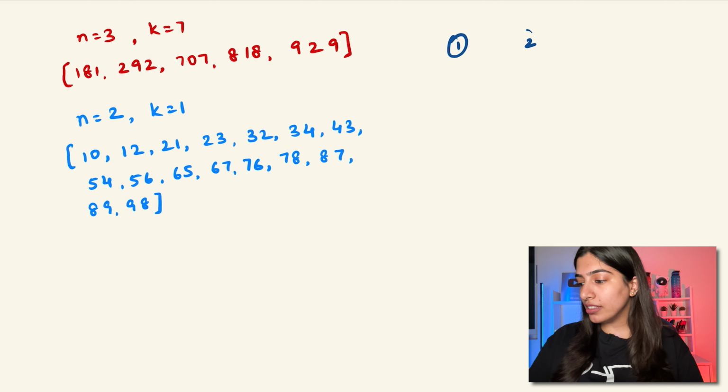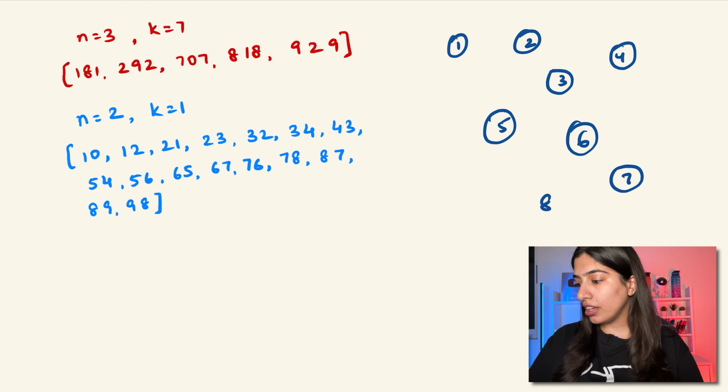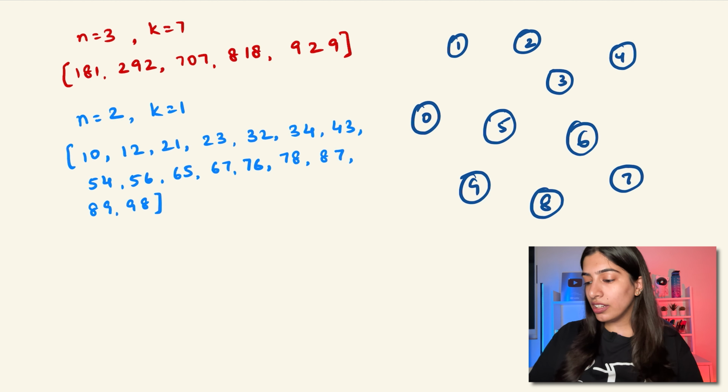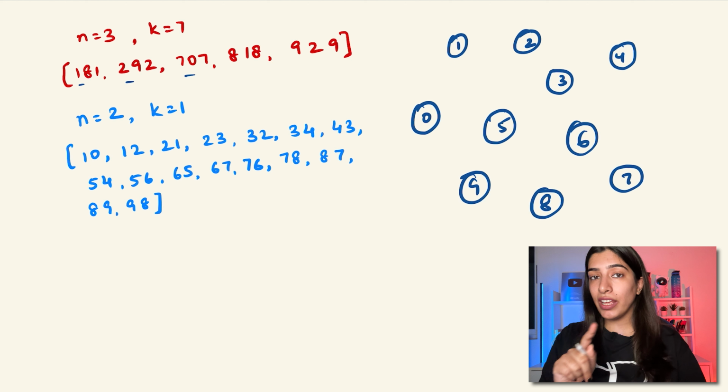Suppose I form nodes like this: 1, 2, 3, 4, 5, 6, 7, 8, 9. They can also be 0, right? If we see the first example, it is given as 1, 2, 7, 8, 9. We said we can start from anywhere, but first let's form the graph. Now in the graph, what is the relation? The difference between any two numbers should be 7. K is 7.